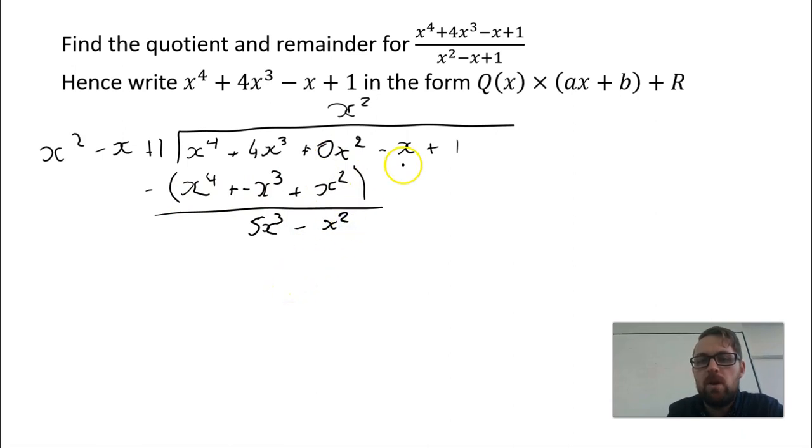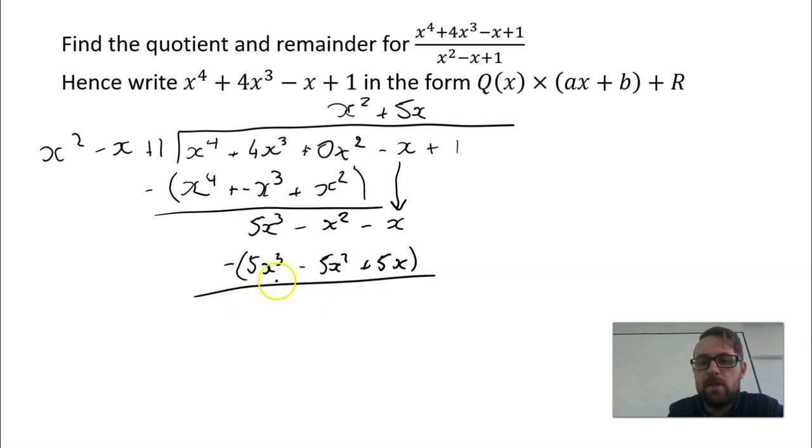All right, we're going to bring this down. We always want to have 3 terms when we're dividing by a quadratic. So bring this down, we're going to get minus x. So next in line, how many x squareds go into 5x cubed? That's going to be 5x. 5x times x squared is 5x cubed. Now again, 5x times this thing, we're going to get 5x cubed, minus 5x squared, plus 5x. We subtract that out, that's going to be 0 in the first lot.